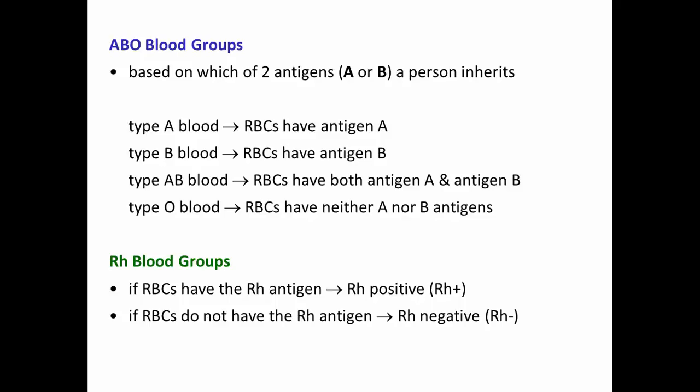The Rh factor is expressed as positive or negative. So if you have the Rh antigen on the outside of your red blood cells, we say you are Rh positive, meaning you're positive for that antigen. If your red blood cells don't have that Rh antigen, then we say you are Rh negative.